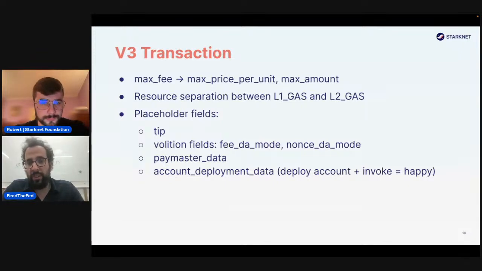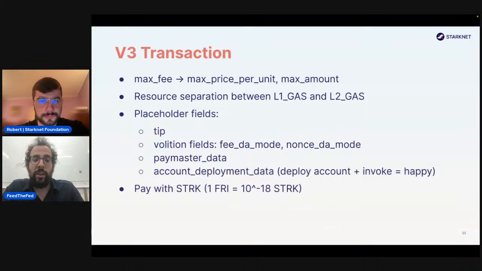Yeah, so these are V3 transactions, and probably the most important detail about them is that they pay with Stark. So older transaction versions always pay with ETH or Wei, and V3 transactions always pay with Stark or Fri, which is like Wei to ETH, 10 to the minus 18 Stark. And for those wondering, Fri stands for the very concise name of Fast Reed-Solomon Interactive Oracle Proofs of Proximity. So that's a single Fri.